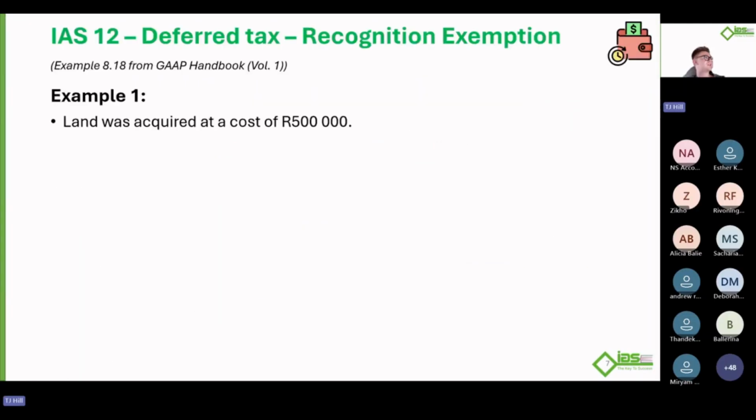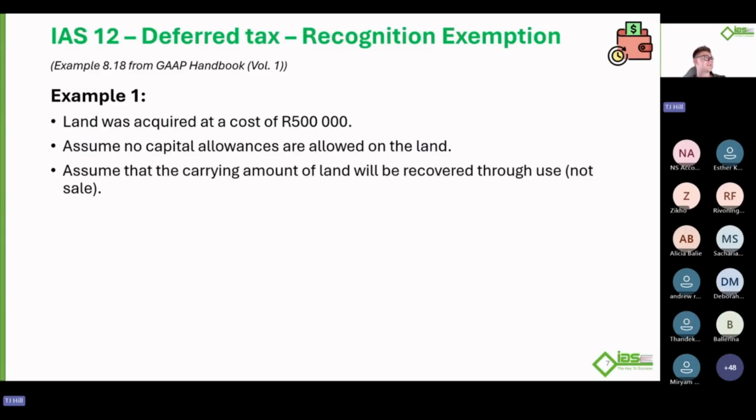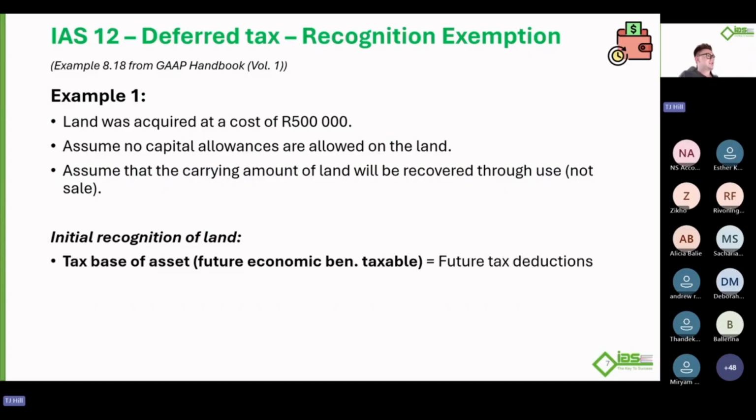So if I say to you, land was acquired at a cost of 500,000, and obviously you can assume there are no capital allowances. Assume that the carrying amount of the land will be recovered through use, not sale. You're making assumptions now. We are going to go into depth on that soon. Use versus sale.